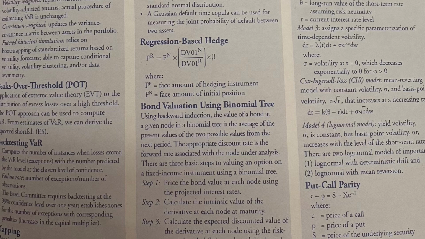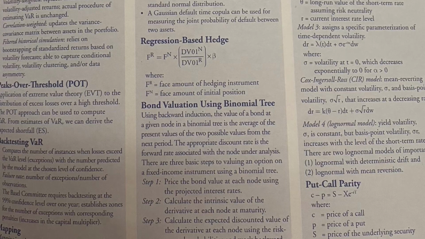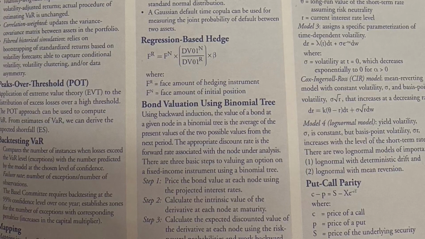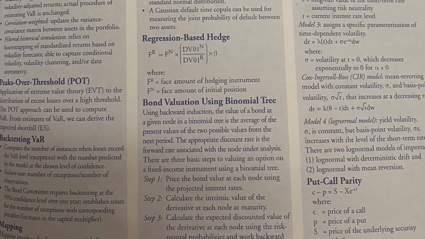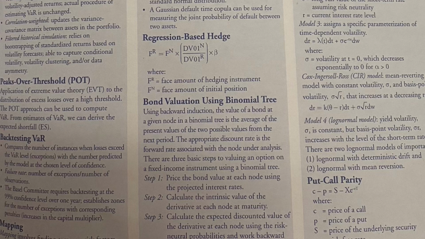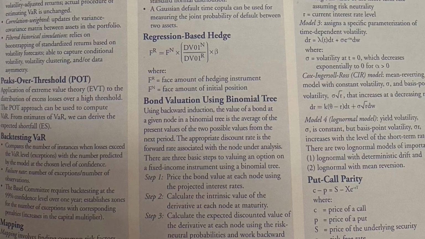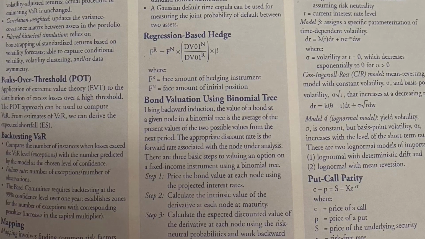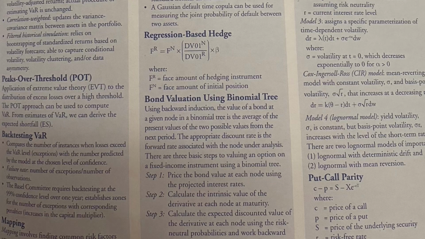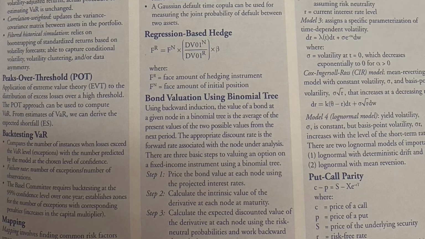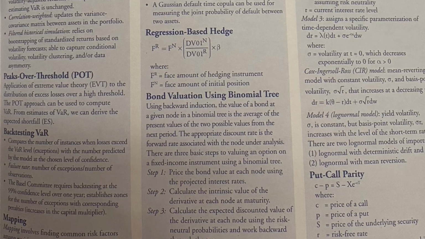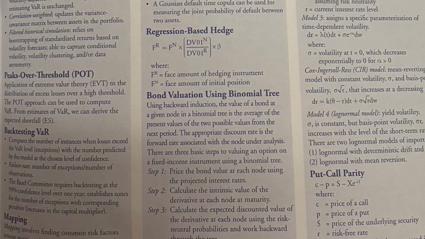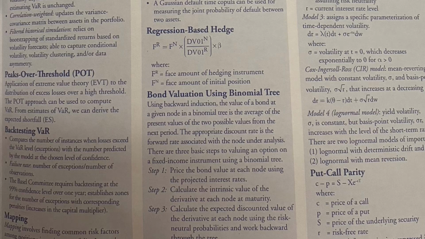Model 3, it assigns a specific parameterization of time dependent volatility. dr equals lambda t dt plus sigma e raised to minus alpha t dw, where sigma equals volatility at t equals 0, which decreases exponentially to 0 for alpha greater than 0.